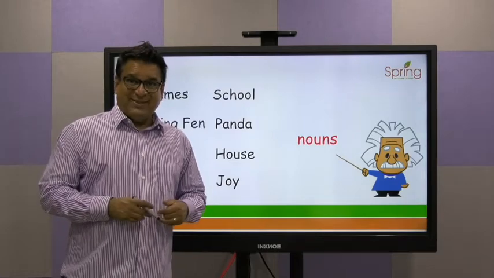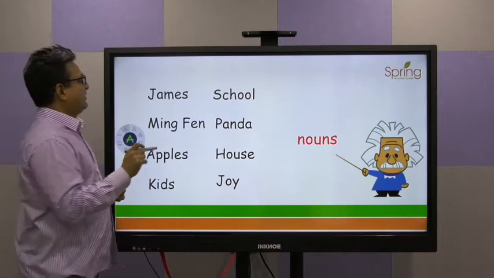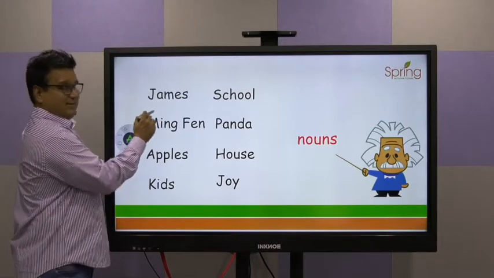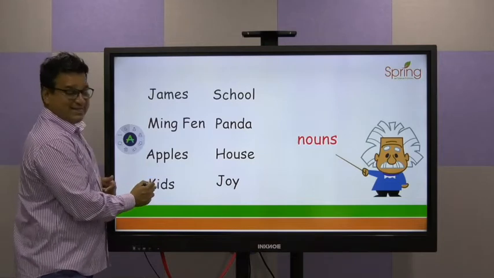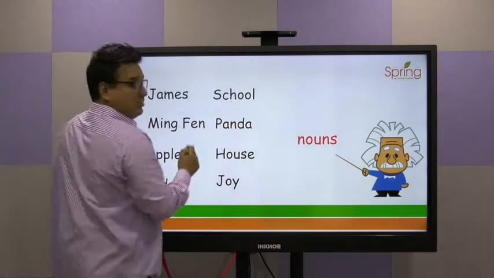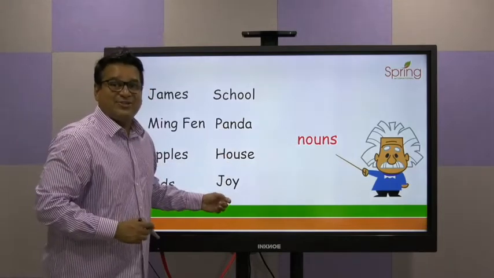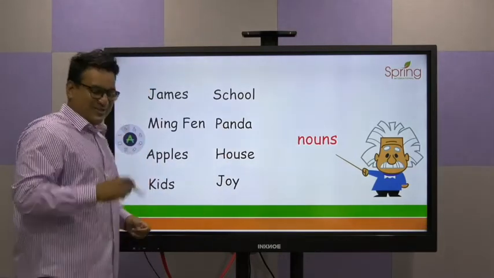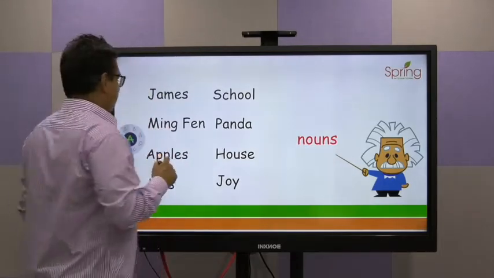Okay? Let's go through these words one more time. James, Mingfen, apples, kids, school, panda, house, and joy. Very good. Now, let's look at the next part of speech.